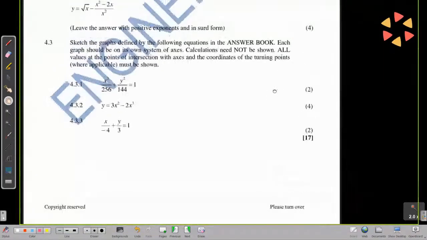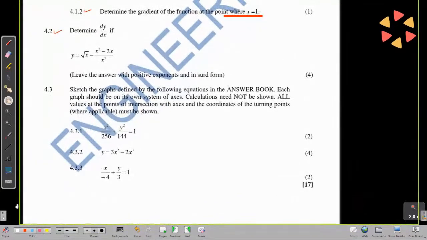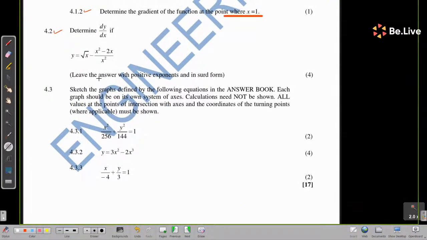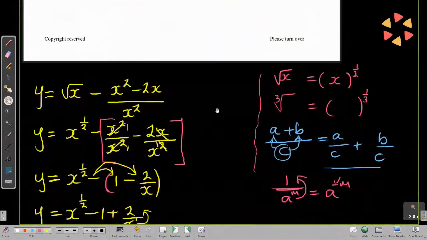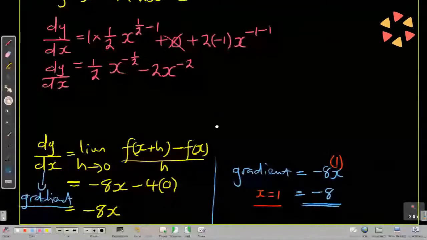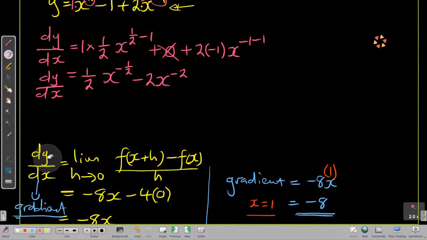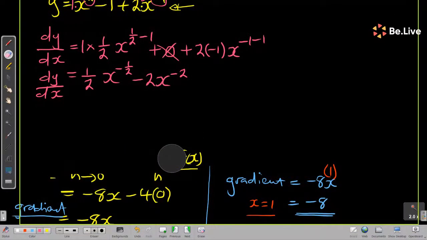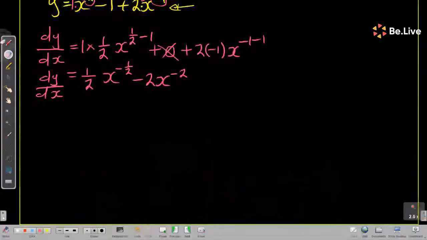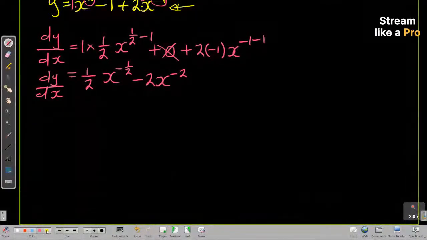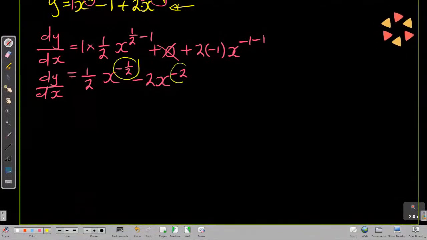They didn't end it up there. That's where now you put everything together. The question is, leave the answer with positive exponents. Let's start there. Positive exponents. If you come here, you will check and look for any part that has got negative exponents. This is from the previous work. The negative exponents, I think you can see them. I've got 1 there, and I've got 1 there, and they said I must leave my answer with positive exponents.